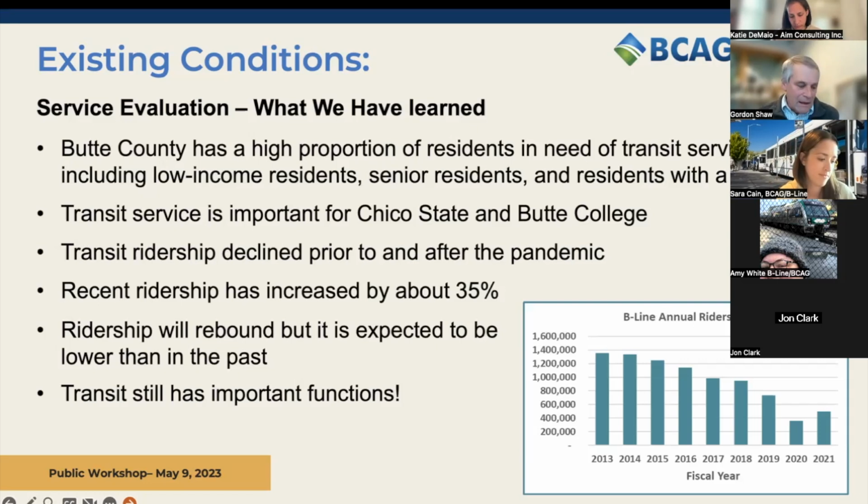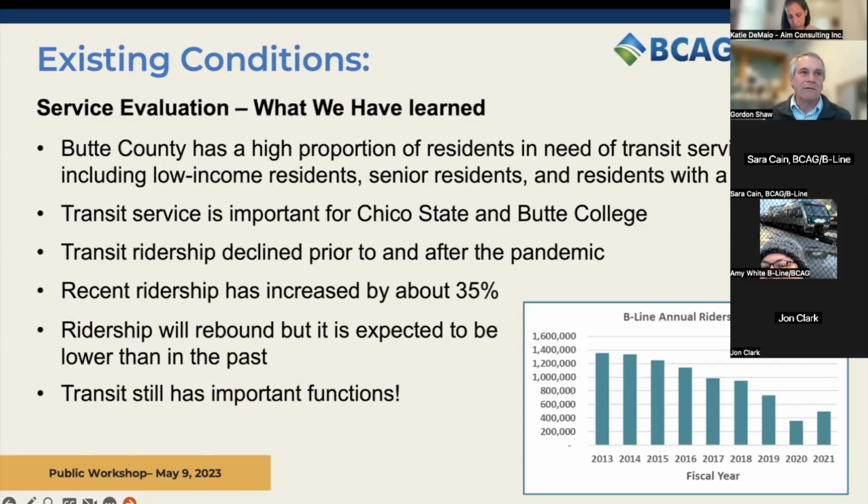A lot of analysis in our draft documents about the existing services and our analysis of that. We looked at every route. We looked at ridership and productivity by time of day, by community, by day of week, by route segment, what segments are busy, what segments are not. A quick overview here of that.